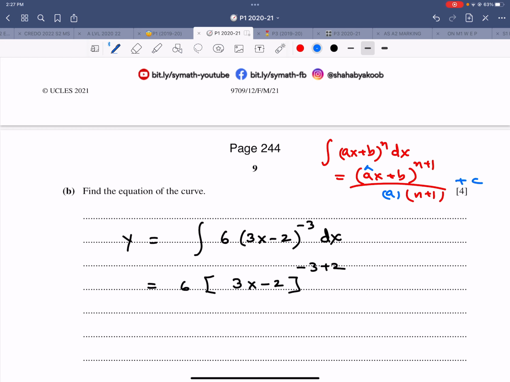What is the first and foremost condition? It should be a linear expression, linear function in the bracket. Otherwise, this is not applicable. Of course, the question would have been something else. If it was to be a quadratic, it would be something like 6, 3x minus 2 raised to power of 2. You have to open up each bracket and then integrate each term.